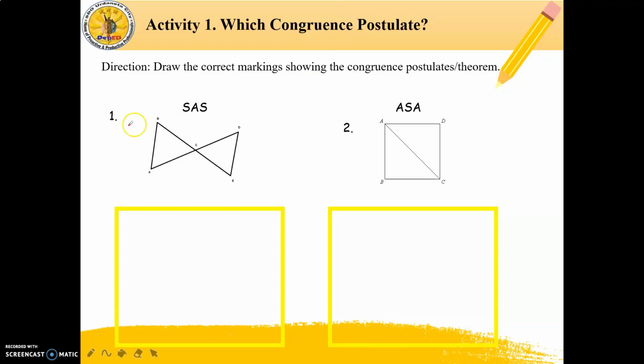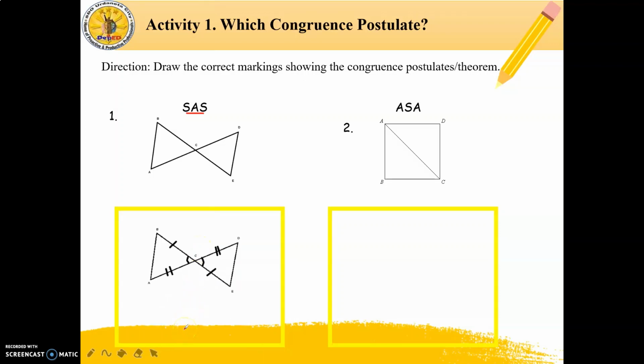Number 1, we have to prove that the two triangles are congruent through SAS, or side included angle side. So you just have to take note of this. The side marked with one line is always congruent to the other side marked with one line. The angle marked with one arc is congruent to the other angle marked with one arc, and so on and so forth.